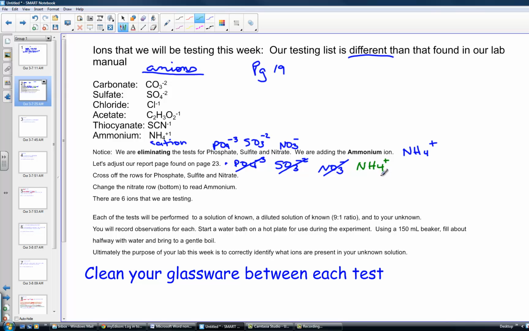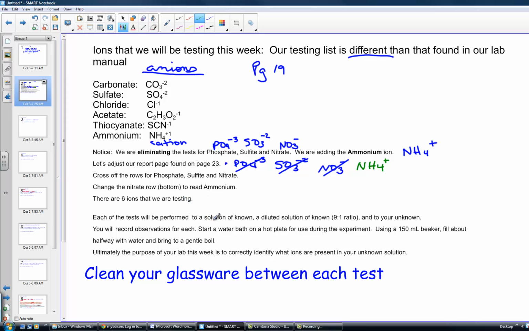The other thing you'll need to do on this report page, once you're given an unknown, be sure that you identify it by the number, and ultimately what we're trying to do is to test for the presence of those ions in our solution. So we have 6 that we're testing: carbonate, sulfate, chloride, acetate, thiocyanate, and ammonium. Make sure that you've got 6 rows ready to go on your report page for page 23. So that's 6 of them.